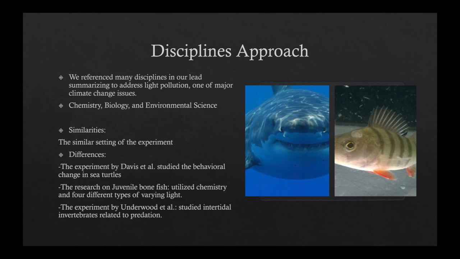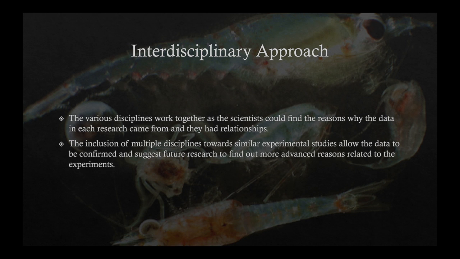The disciplinary similarity is the similar experiments in absence and presence of artificial light during nights, and disciplinary differences are different species with different numbers of treatments. The various disciplines worked together as the scientists could find the reasons why the data in each research came from, and they had relationships. The research on juvenile bonefish discovered artificial light increased both glucose and stress level.